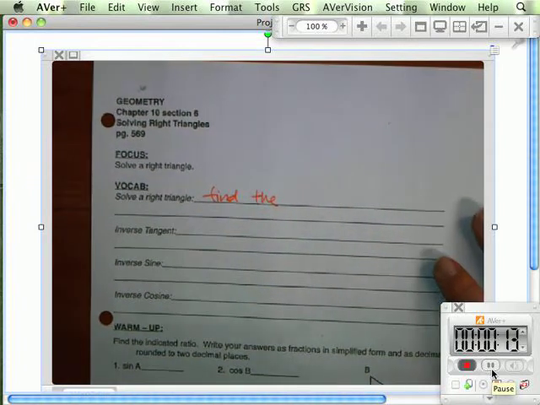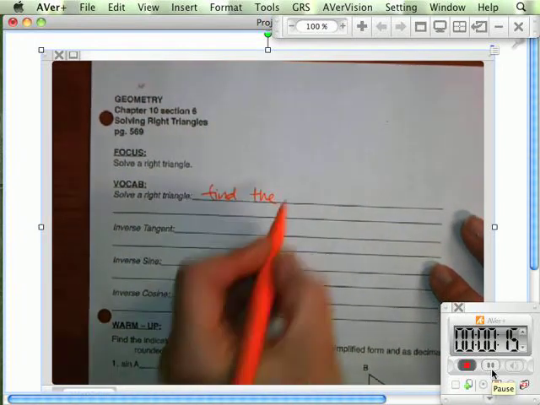You have to find the measure. It was going through the speaker. Oh, come on.